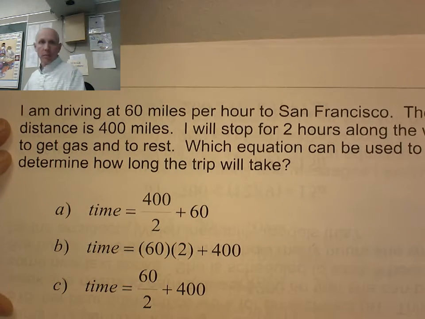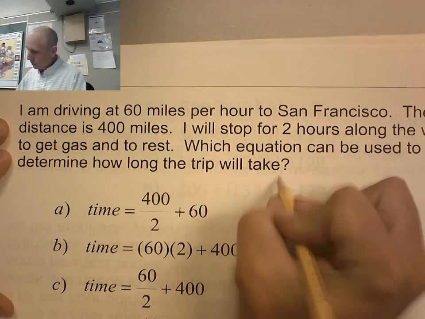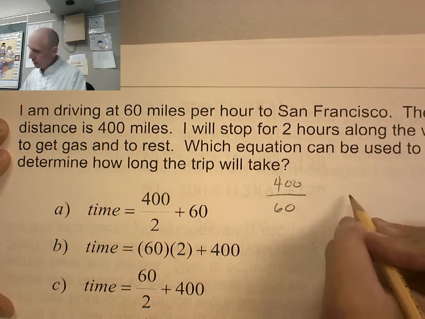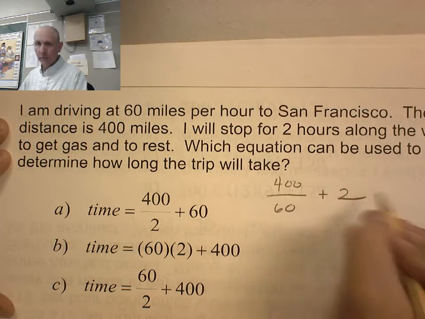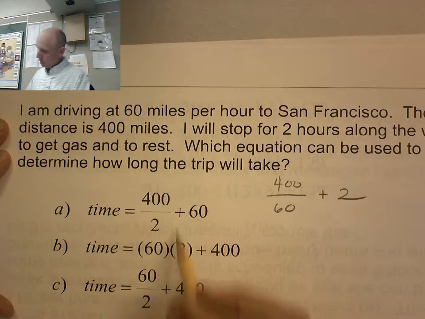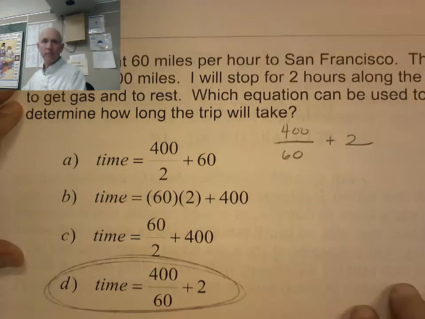7. Driving 60 miles an hour to San Francisco. The distance is 400 miles, so I've got 400 divided by 60. That's how long I'm going to be driving. And I'm going to stop for 2 hours. There's my 2-hour stop. That is 400 divided by 60 plus a 2-hour stop, so it's D. So 7.